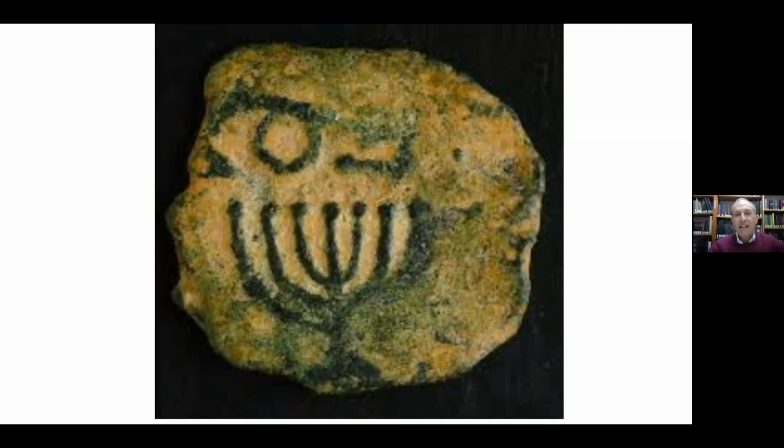Here you're looking at a small bronze coin that's struck by the Hasmonean ruler, Mattathias Antigonus. This comes to us from 37 BCE, right? You see the menorah stamped very, very clearly on this bronze coin.